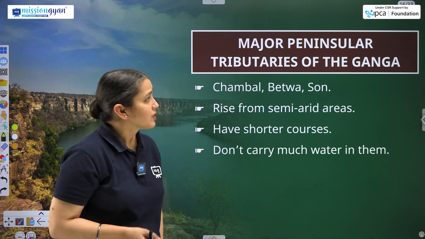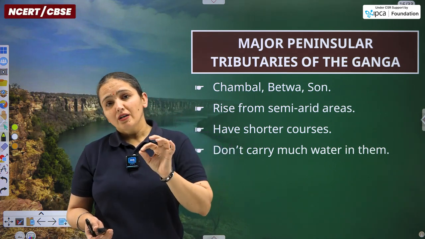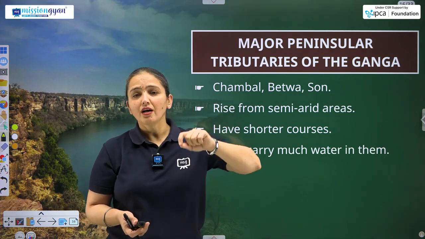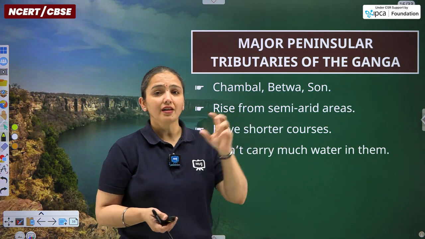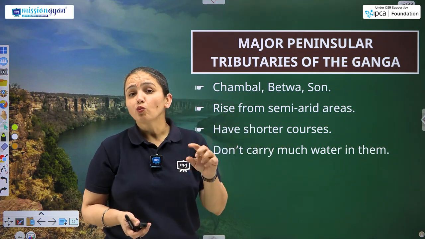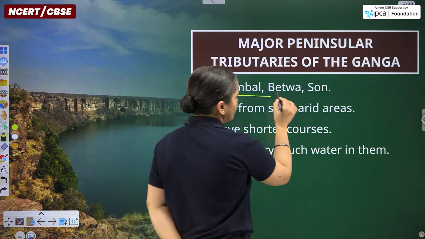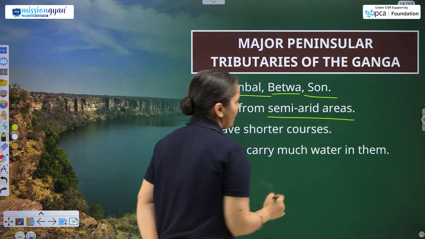Then the major peninsular tributaries of the Ganga. Not only are the tributaries present in the northern part of India for the Ganga river, they are from the peninsular part itself. So from the southern part of India, there are certain rivers that give their water to the Ganga river. They are Chambal, Betwa, Son. These rise from semi-arid area.